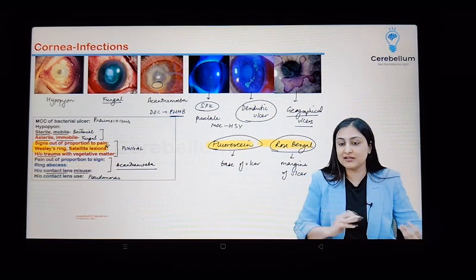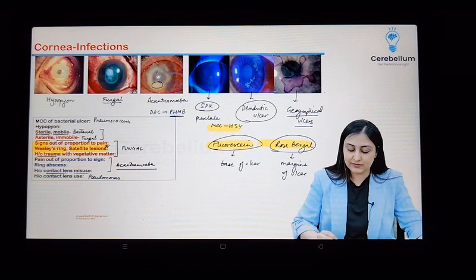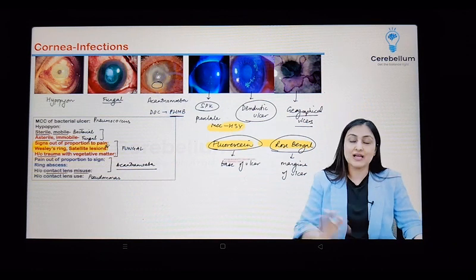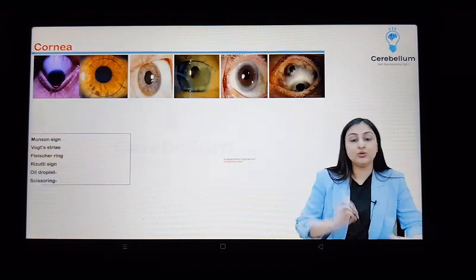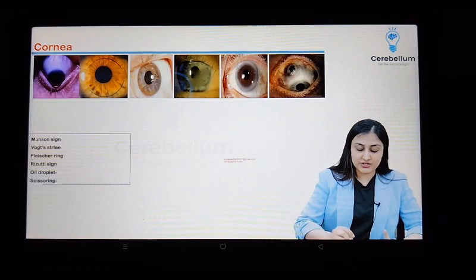In general, this is not just for viral. In general, these are methods, but I'm just showing them with the viral keratitis. Okay, so these are images and all of the questions that can come from infections in one slide for you. Okay, now going ahead to other images from cornea, all independent questions themselves.